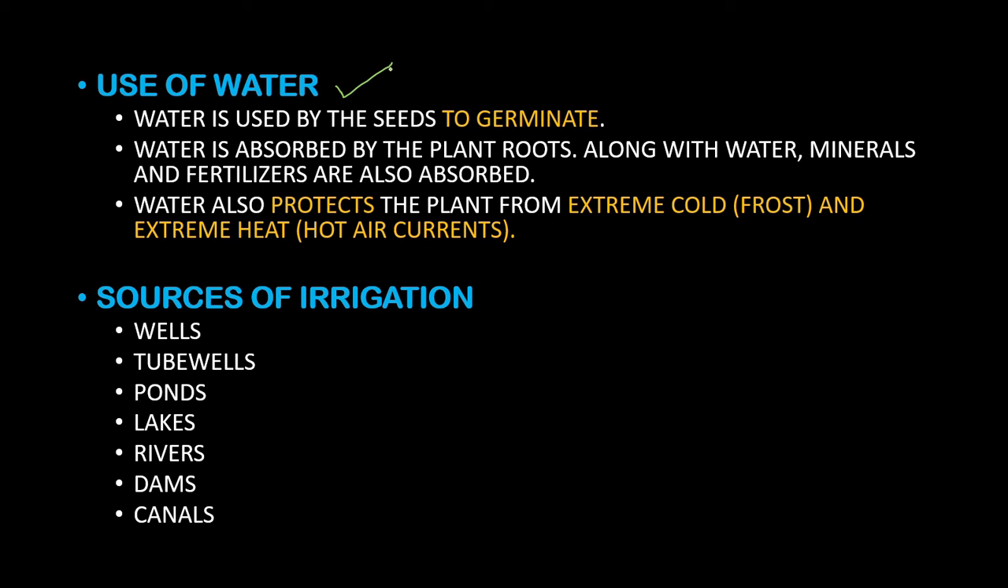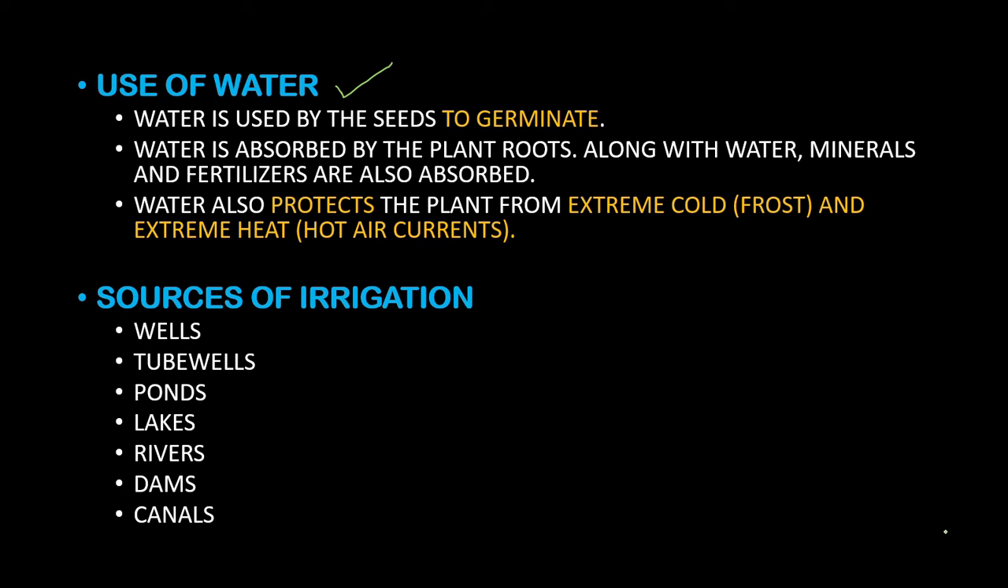Water is used by the seeds to germinate. Water is absorbed by the plant roots. Along with water, minerals and fertilizers are also absorbed. Water also protects the plants from extreme cold like frost and extreme heat like hot air currents. So this is why we need to provide water to the plants via irrigation.